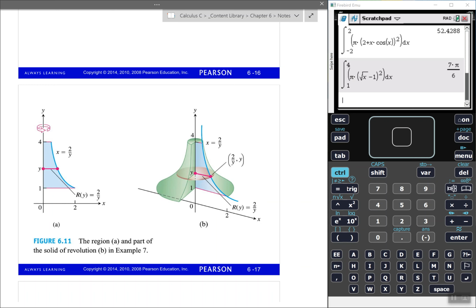For this, which actually looks like a bell, for this little bell graph here, go ahead and pause the video, write out your integral, and find the volume.